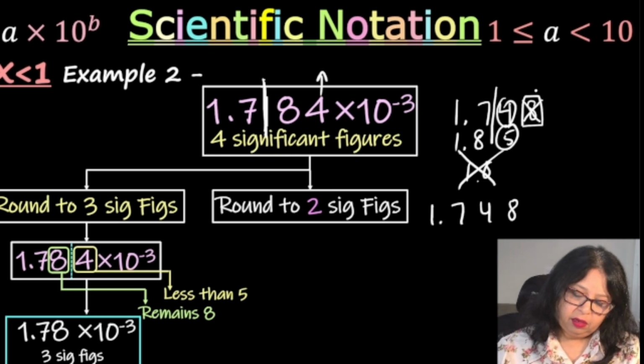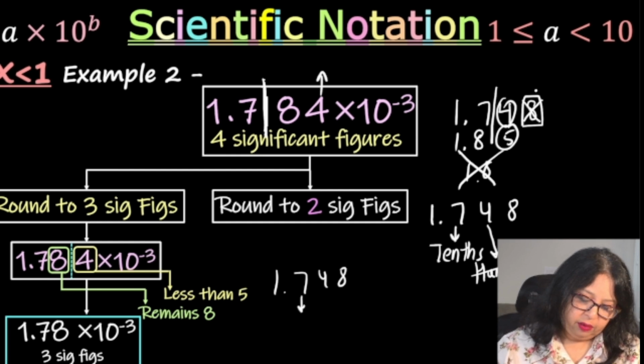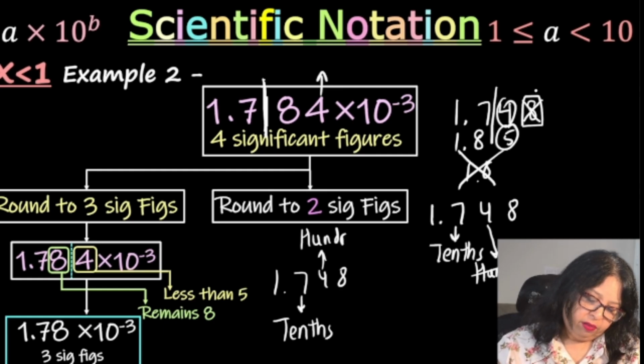So here in 1.748, this is the 10th place. 4 is at the 100th place. Okay, let's write it over here. 1.748. 10th place, 100th, 1000th.